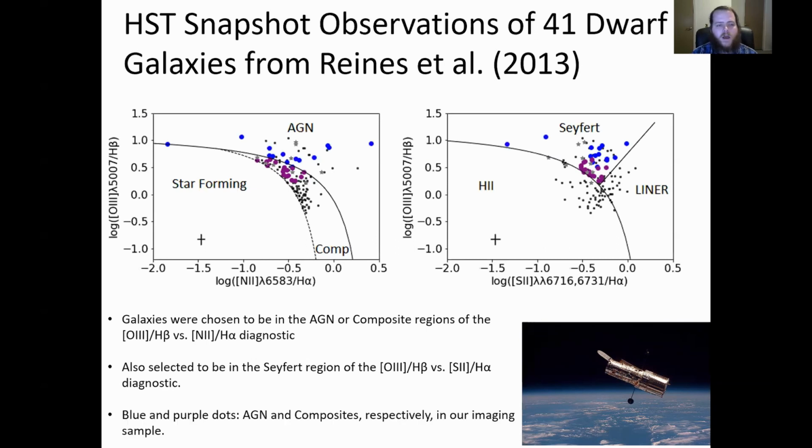A note on the color scheme here. The blue and purple dots show in the diagnostic on the right where the AGN galaxies and where the composite galaxies fall, respectively.